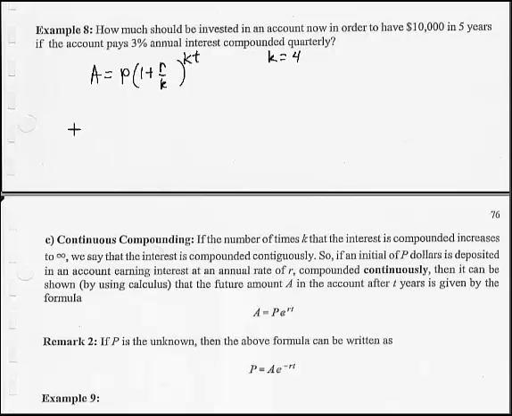So we would have 10,000 equals P, and we want to solve for P. The rate is, let's see, 3%, so we would write 0.03 for R, and K is 4 for compounded quarterly. And then we have another factor, K, it appears in the exponent, times the years. There's 5 years, so we're going to compound 20 times. This works out to be P.